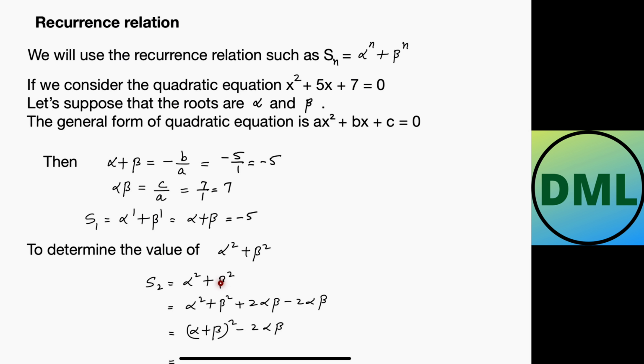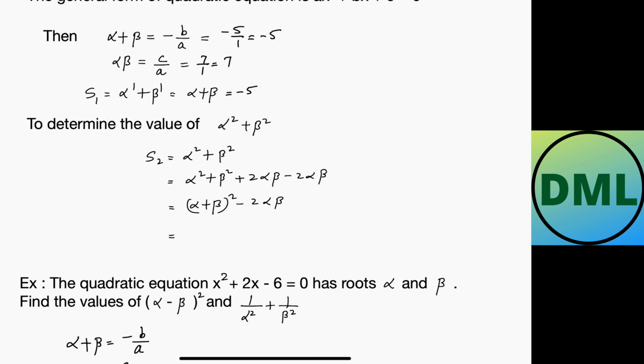We know that alpha square plus beta square can be written as alpha square plus beta square plus 2 alpha beta minus 2 alpha beta. I can add 2 alpha beta and I can subtract 2 alpha beta. If I look at this formula, alpha square plus beta square plus 2 alpha beta, I can write down as alpha plus beta the whole square minus 2 alpha beta. If we substitute the value here, alpha plus beta is minus 5. That will be equal to minus 5 the whole square minus 2 alpha beta, which is 7. If you solve it, that will be equal to 25 minus 14. My answer will be equal to 11.